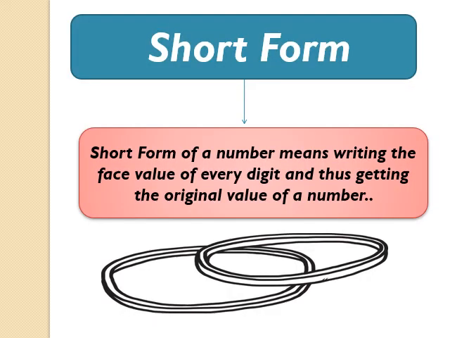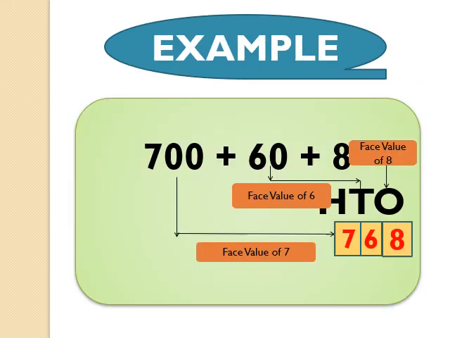Now we will study about short form. Short form means writing the face value of each digit and thus getting the total value or original value of a number. Always remember, face value of every digit remains the same. That is, the face value of 2 will always remain the same whether it is at ones place, tens place or hundreds place.